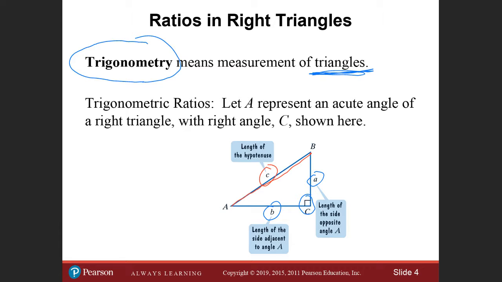And we have a popular theorem that we know, that C squared is equal to A squared plus B squared. So this is coming from the Pythagorean theorem.